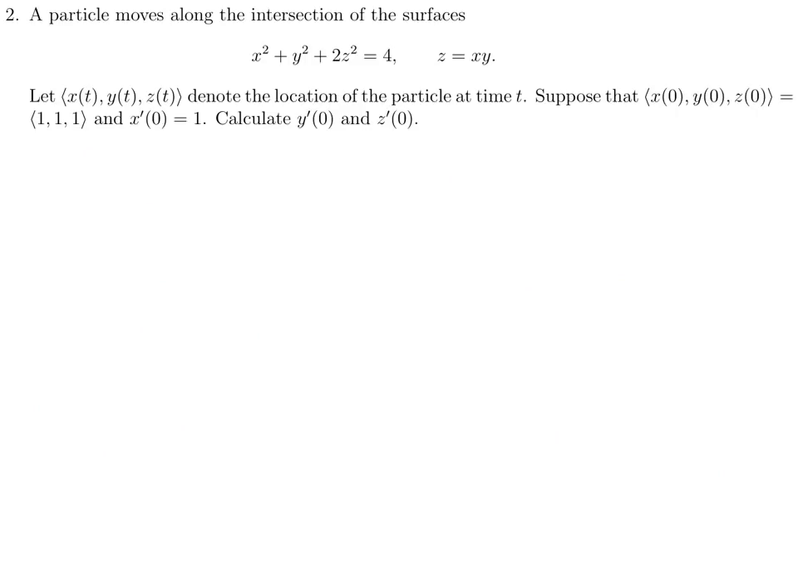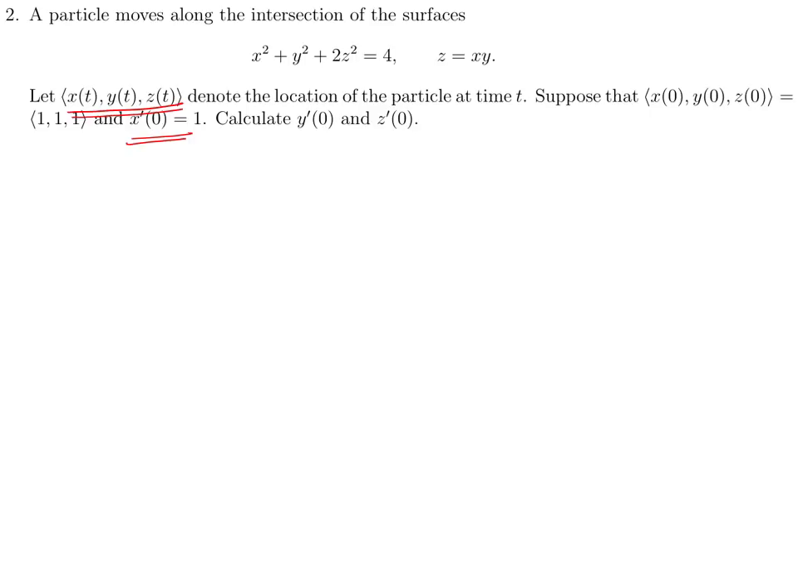Okay. So in this problem, we have a particle moving along the intersection of 2 surfaces given by these equations. So the intersection of two-dimensional surfaces in 3D is a one-dimensional curve. And we're given that there's some parameterization x, y, z of t of this curve. And we know the position of the curve at time 0, and we're told that the x velocity at time 0 is 1, and we have to calculate the y and z velocities. Okay.